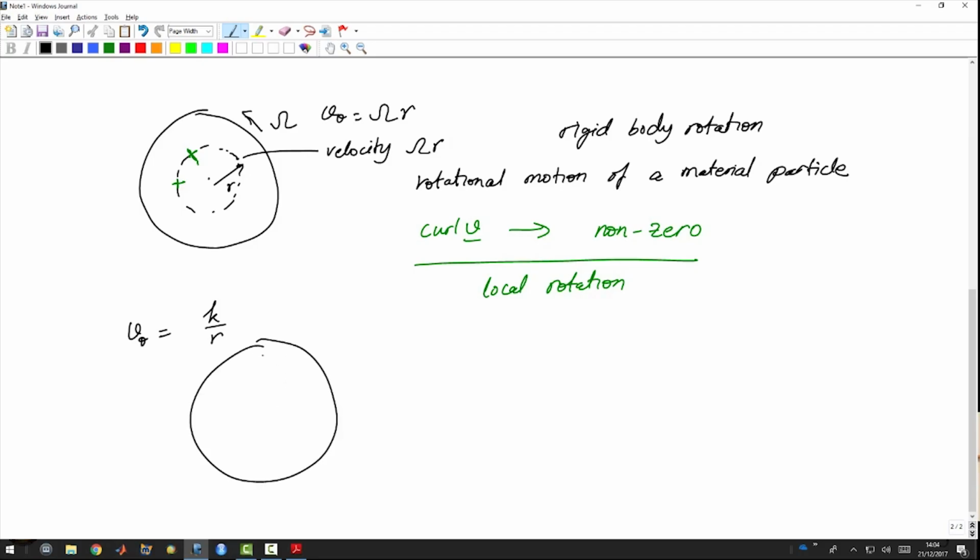And so in this case also again velocity is only in the theta direction, but the velocity keeps on decreasing as we go away from the origin. So if I again put the same kind of object here, now you can see that the velocity at this point will be larger and velocity at this point will be smaller. In the rigid body case the local rotation was present. Now in this case what happens is we will have curl of velocity to be 0, and therefore local rotation will be absent.